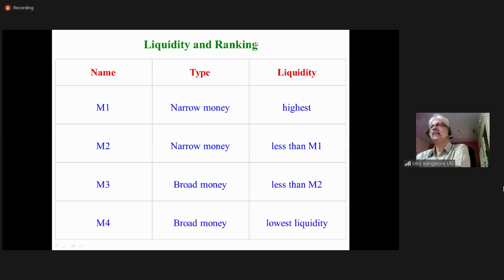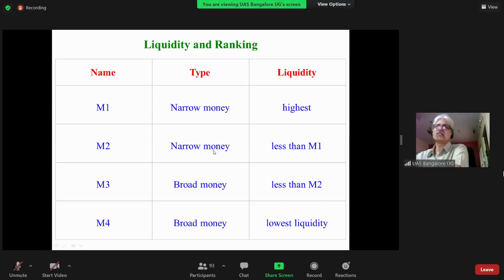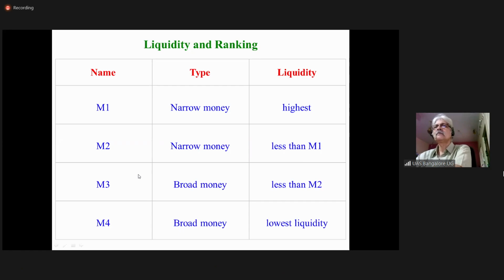So liquidity and ranking. Liquidity is how easily you can convert that into the money, cash, okay, hard cash. So M1 money, narrow money, it is a narrow money type, highest liquidity. Okay, that means easily it will be available in the form of cash. M2 money, also a sort of narrow money, liquidity less than that of M1. M3 money, also referred to as broad money, liquidity is something less than M2.